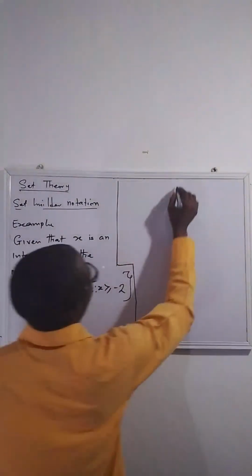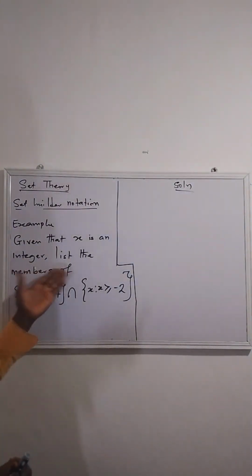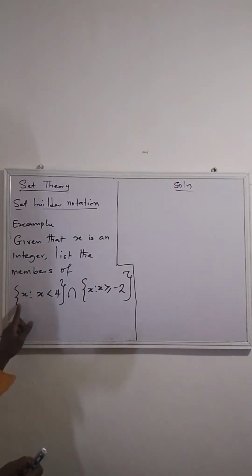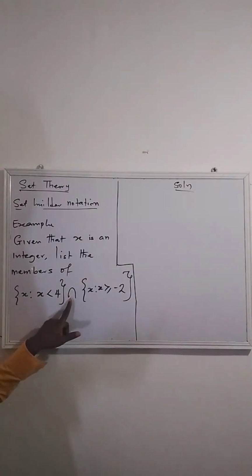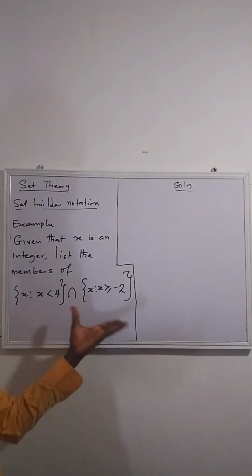Now let's look at this question. Given that x is an integer, list the members of this set of x such that x is less than 4, intersection the set of x such that x is greater than or equal to -2.